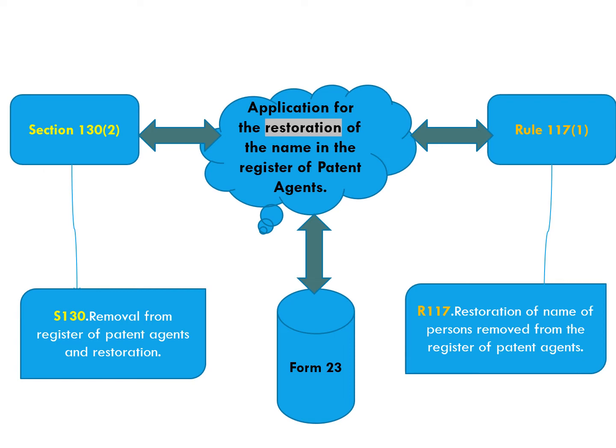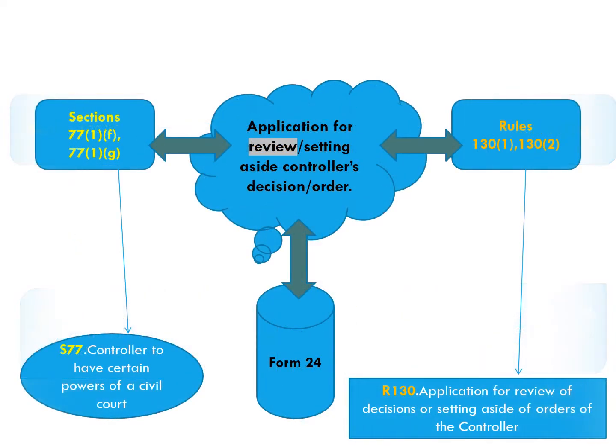So the keyword here is restoration. Next one is form number 24, application for review or setting aside controller's decision or order. The related sections are section 77 subsection 1 clause F and section 77 subsection 1 clause G, and the related rules are 130 subrule 1 and 2.